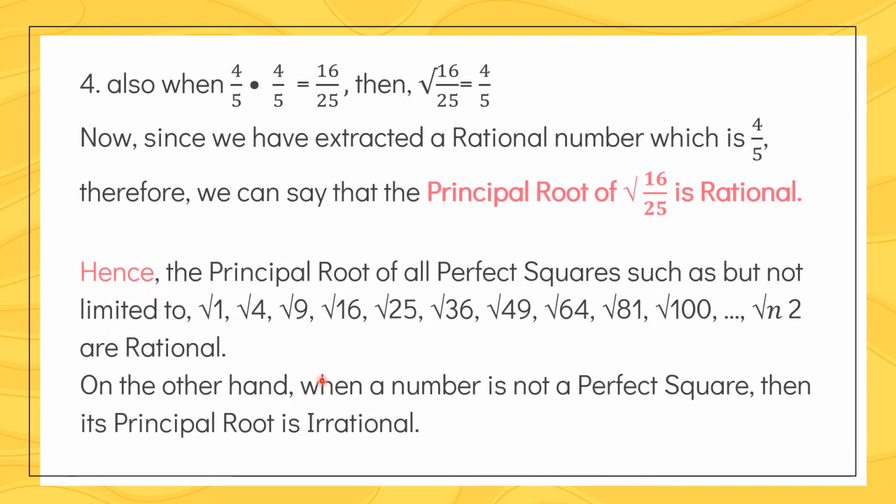Hence, the principal root of all perfect squares, such as but not limited to square root of 1, square root of 4, square root of 9, square root of 16, square root of 25, square root of 36, square root of 49, square root of 64, square root of 81, square root of 100, and so on, are rational. On the other hand, when a number is not a perfect square, then its principal root is irrational.